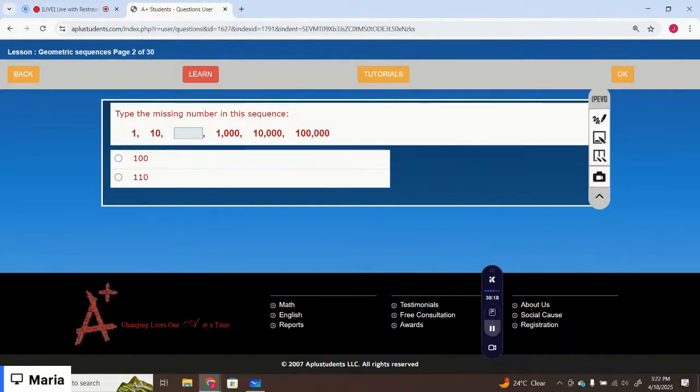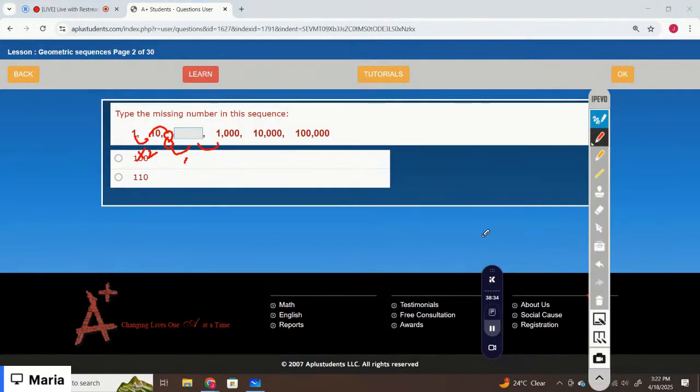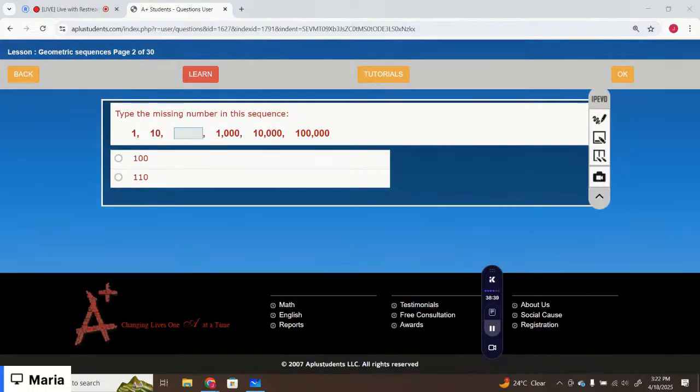Type the missing number in the sequence. So which is the missing number? That is 1 times 10 is 10. 10 times 10 is 100. So the missing number in the sequence is 100. Option number 1 is the correct option.